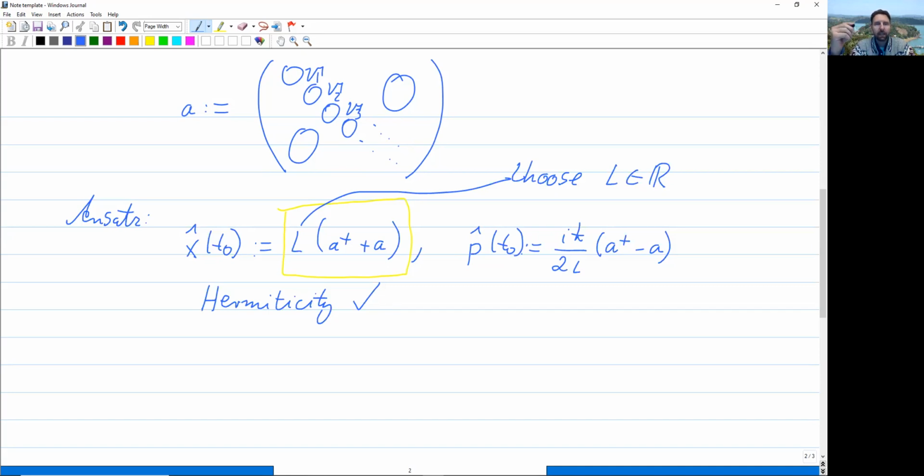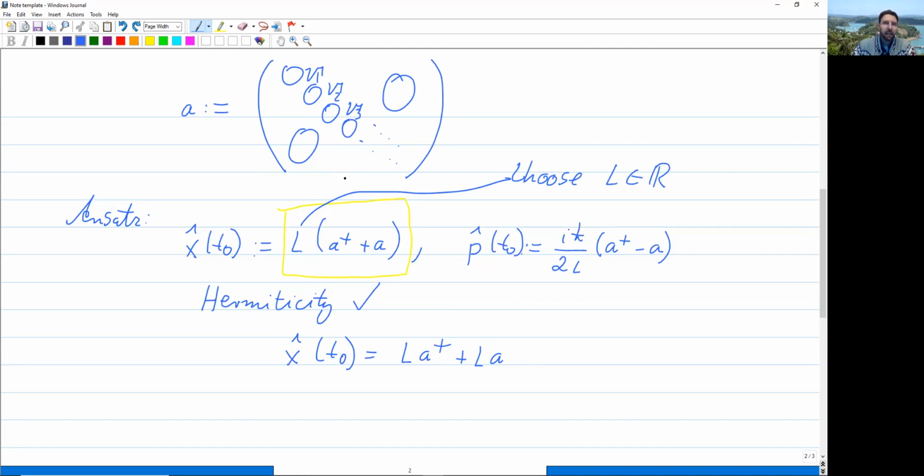And why did I say that hermiticity is always easy to fulfill when you try to solve a quantum mechanical problem? Well, it's because whatever your ansatz may be, whatever your guess for a solution is, you can simply add to it its Hermitian conjugate, and then you get something that's Hermitian, right? So for example, if we had guessed that x hat of t naught ought to be L a dagger, well, then we only need to amend our guess by adding to it L a, because that's the Hermitian conjugate. So the whole thing is Hermitian now.